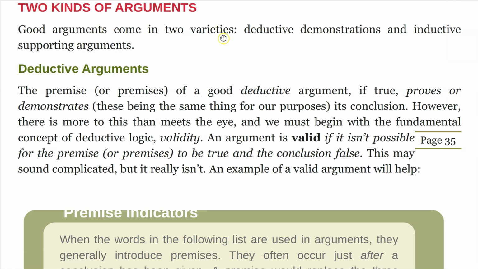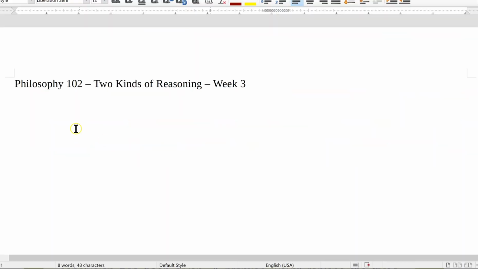Good arguments come in two varieties: deductive demonstrations and inductive supporting arguments. So we're just going to hop right over to our notes really quickly. If you're taking notes by hand, you're going to want to have separate areas for each of the types of arguments, because we're going to say quite a lot about each one.